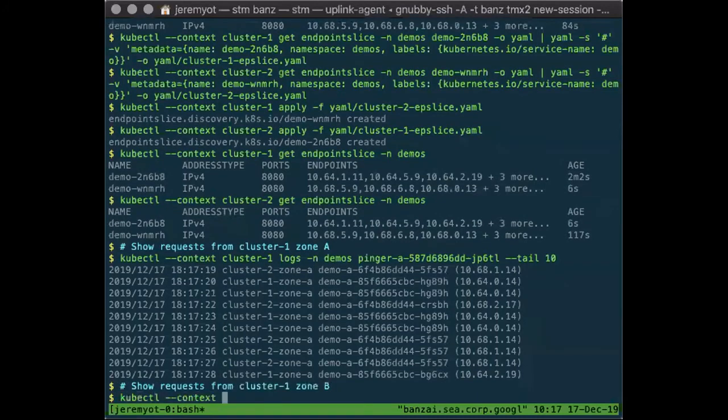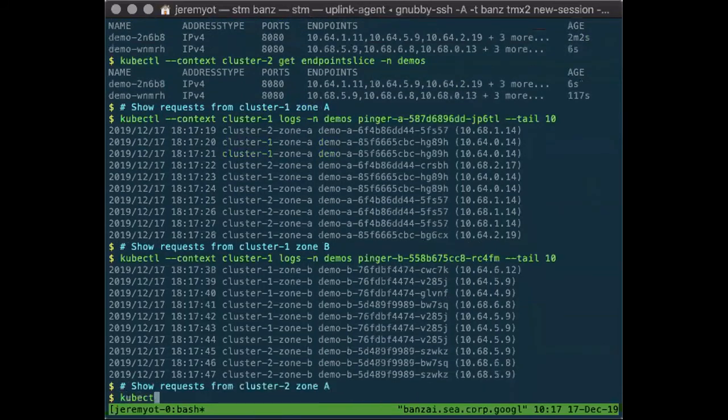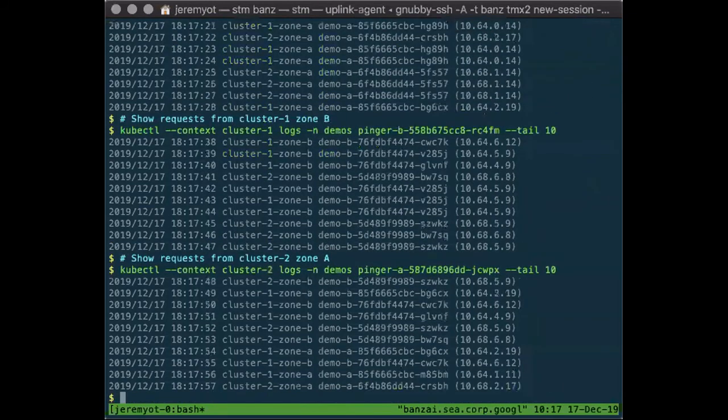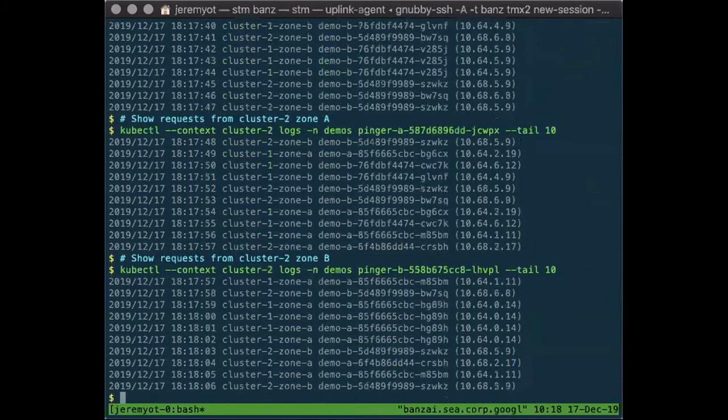And now if we look at zone B, we expect to see the same thing. Yeah, and you can see that it's talking now just in zone B, but across both clusters. And now for the cluster 2 pingers or services that don't have topology, I expect it to be spread across both zones, both clusters, and it is. And we see the same thing, hopefully, for cluster 2 zone B.